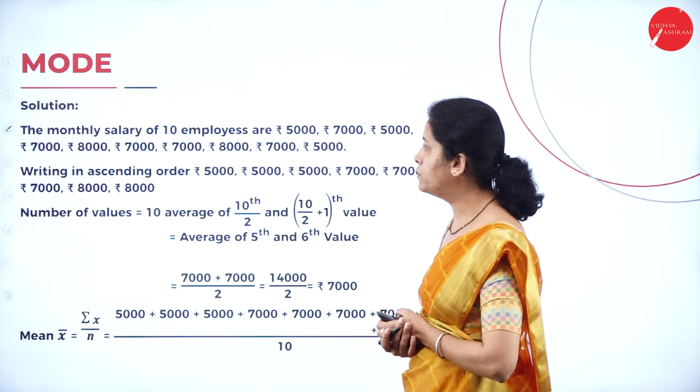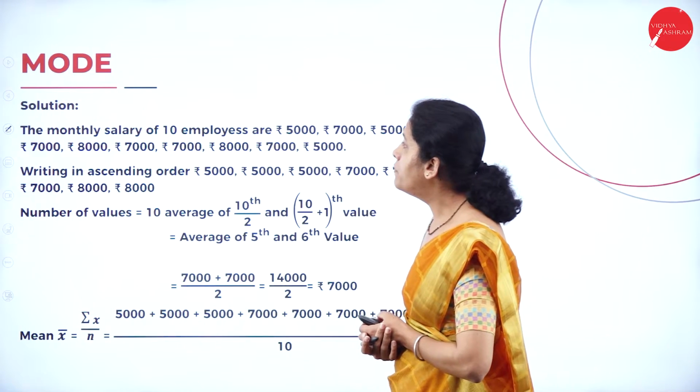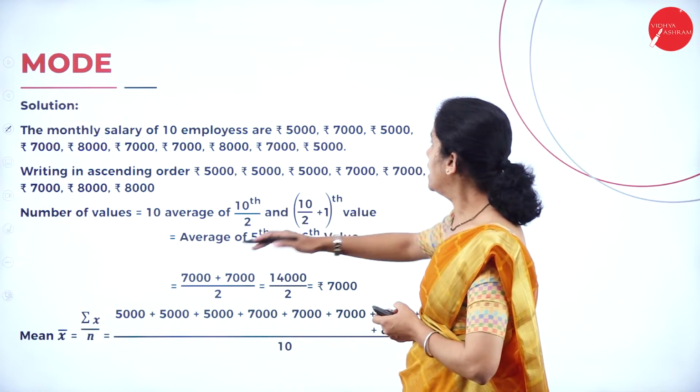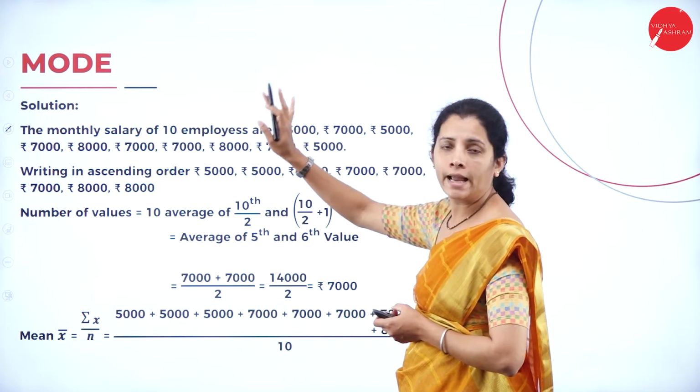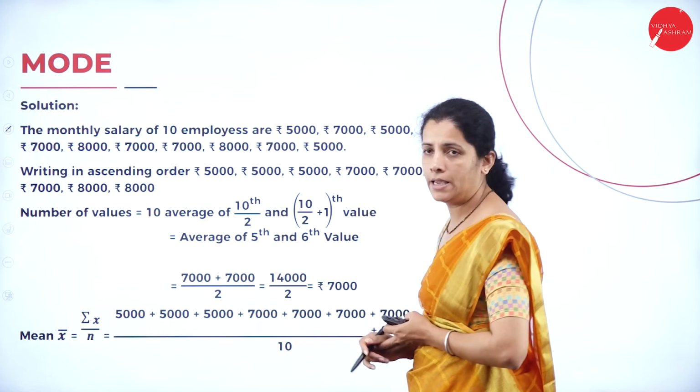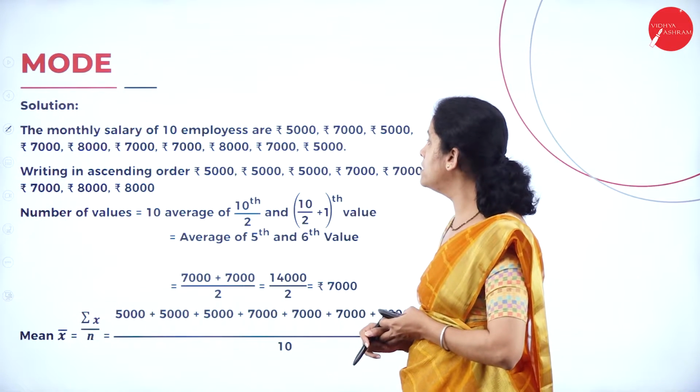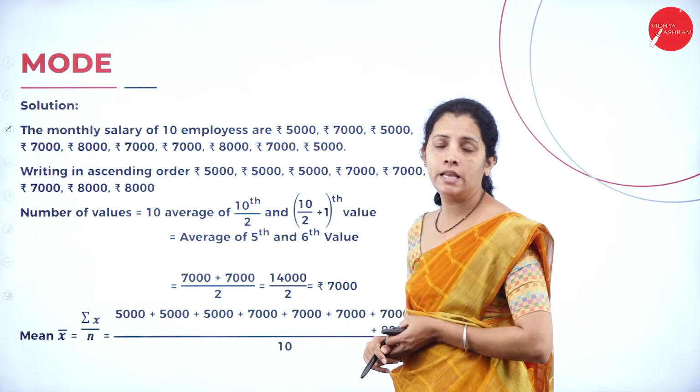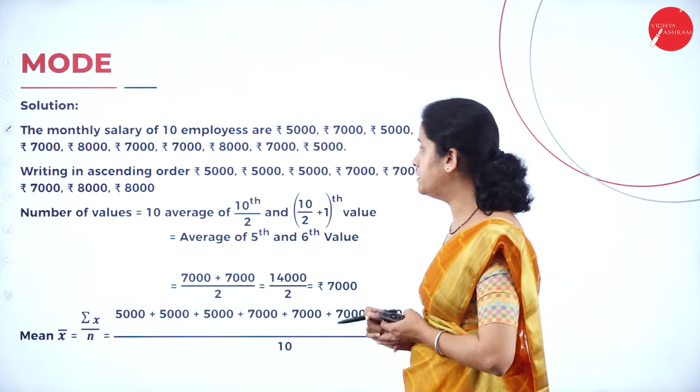Now what I have to do? See here. First, I'm going to write all 10 employees' salaries. Then what I will do, I'm going to write the salaries in ascending order.